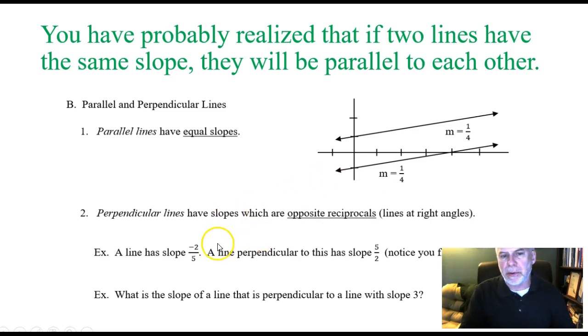Okay? Now perpendicular lines have slopes that are opposite reciprocals.